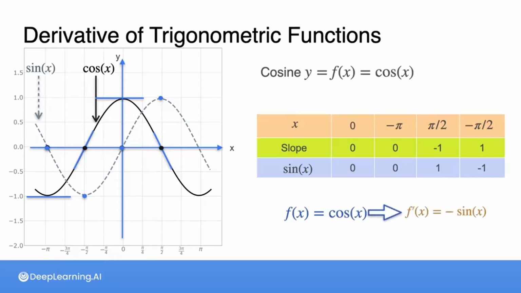So if f of x is cos x, the derivative is negative sine of x. And again, we'll see why in a minute. But this is something to remember: the derivative of sine is cosine, and the derivative of cosine is negative sine.